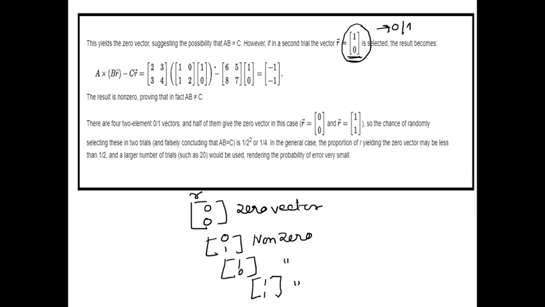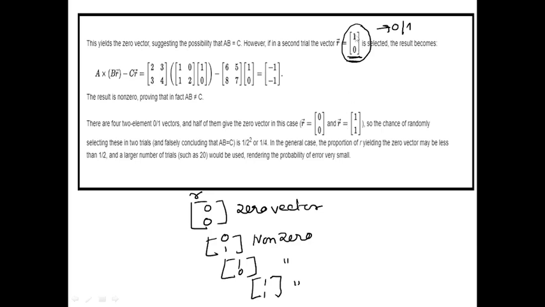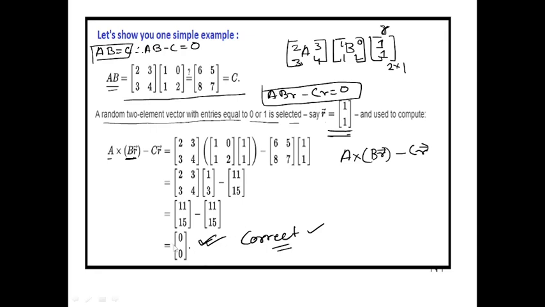Now if you multiply here, earlier we took 1 1, but in this case we are considering the r vector as 1 0. You see the result is -1 -1. The result is non-zero, proving the fact that AB is not equal to C. So once you change the random vector to 1 0, A into BR minus CR becomes -1 -1, but earlier it was 0.